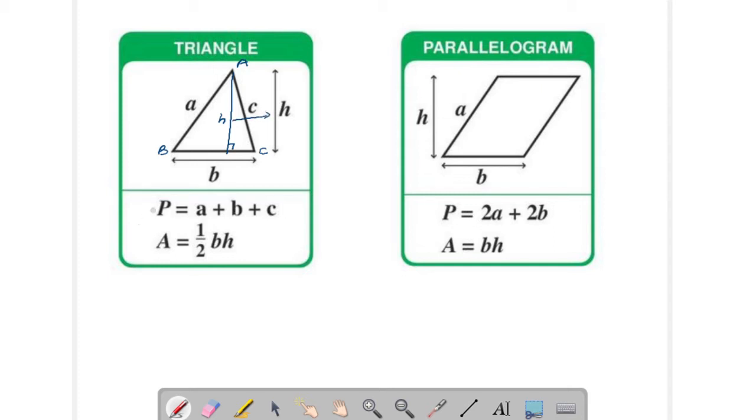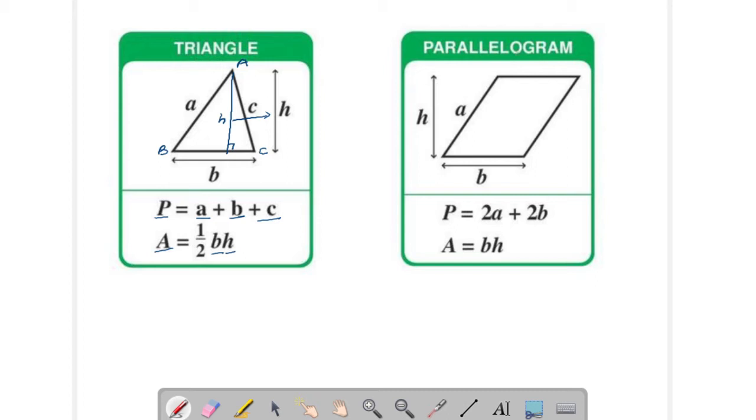Therefore, perimeter, P means the perimeter of the triangle. It is given by the sum of all sides, that is a plus b plus c. And area of triangle, A means the area of the triangle. It is given by half into base into height.